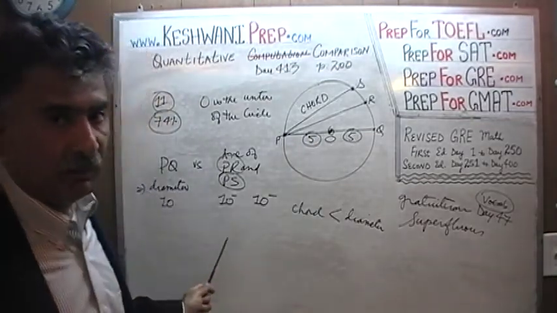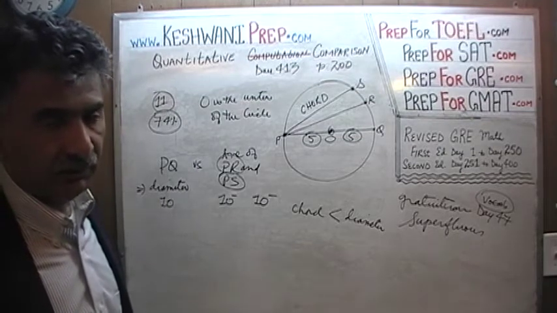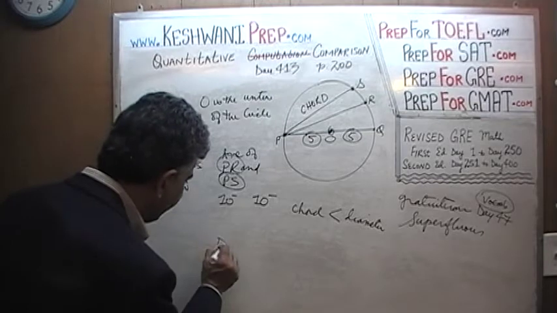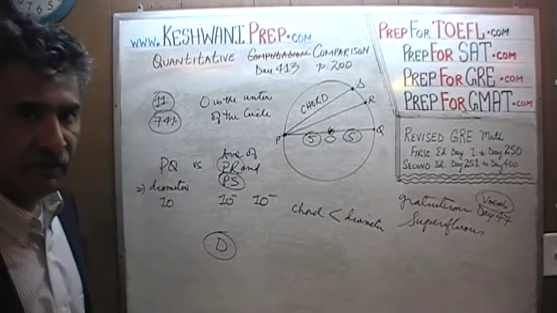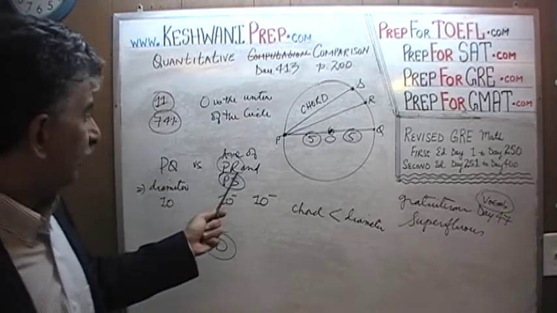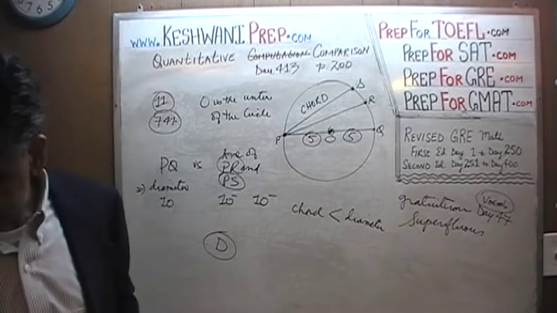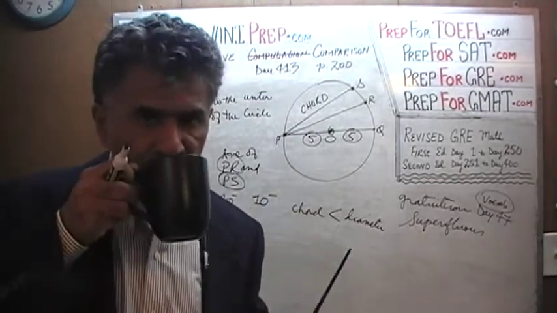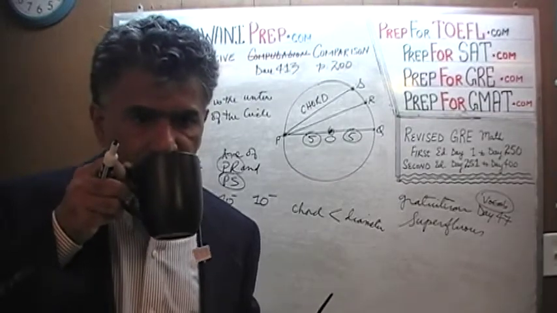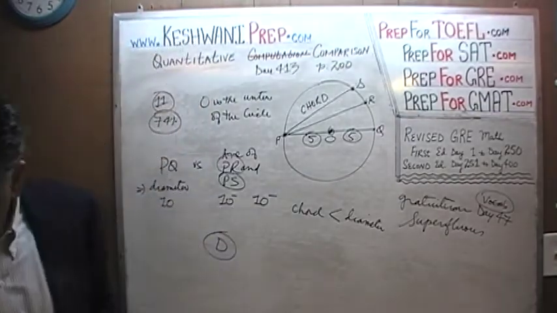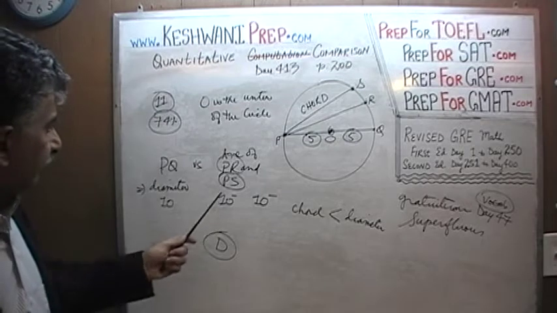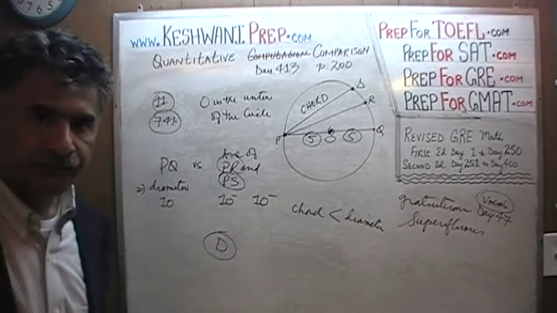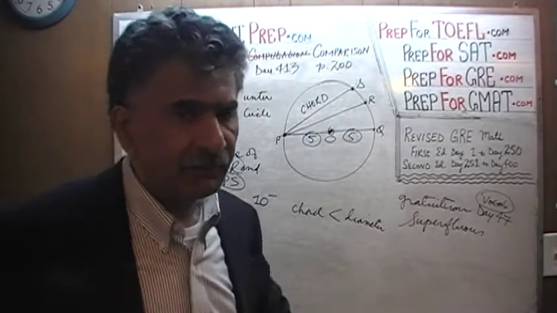The reason why most people end up picking D for the answer choice here is because they sit there and they say to themselves, well, how can I figure out the average of PR and PS? They sit there and ask themselves, how can I possibly figure out the average of PR and PS? And that is exactly their problem.